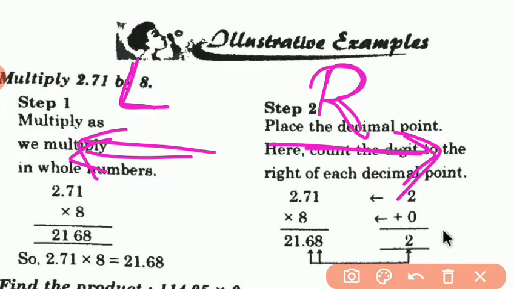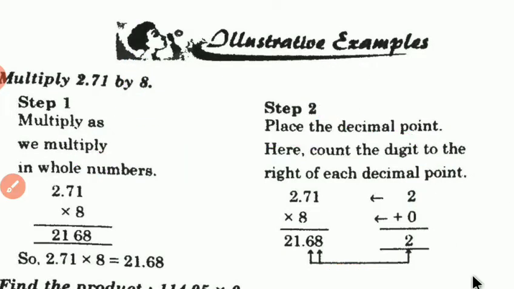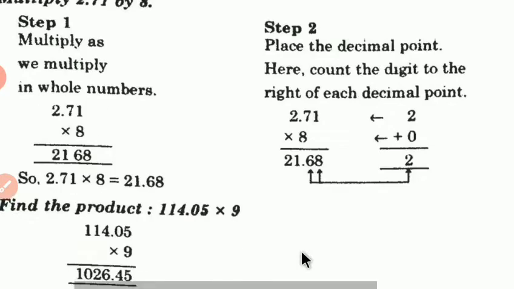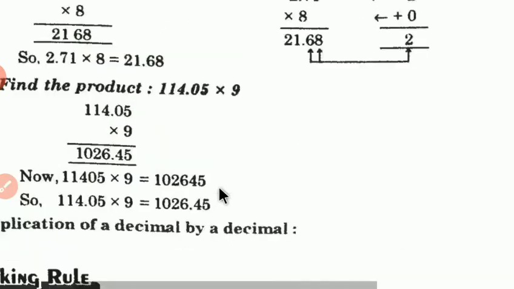So now you have to count the digits to the right of each decimal point. This one is the decimal point, and after this, on the right side, how many numbers are there? 1, 2. It means 2 numbers are there. And after 8 there is no number given, since it is given as a whole number, so it will be 0. It means from the right side, from the back, we have to put the decimal after 2 numbers. So the answer is 21.68.